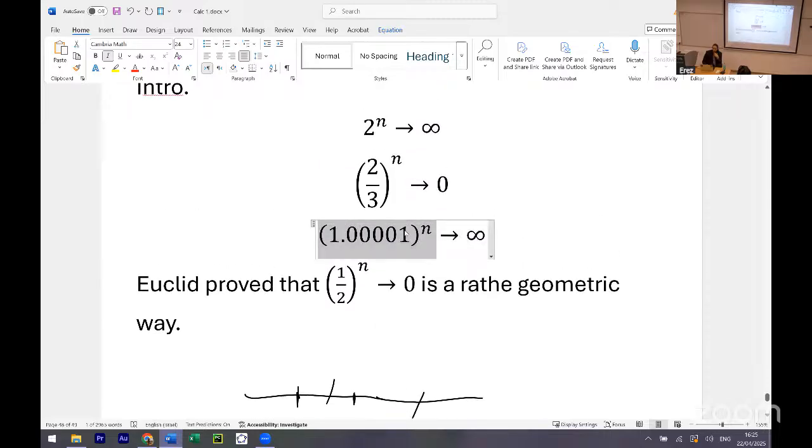You can look at 1.00001 as 1 plus 0.00001. And by Bernoulli, it's larger than 1 plus n times 1 over 100,000. Infinity over 100,000 is still infinity. Okay, so that's the idea. And why 2 over 3 to the n goes to 0, we'll talk about that as well.